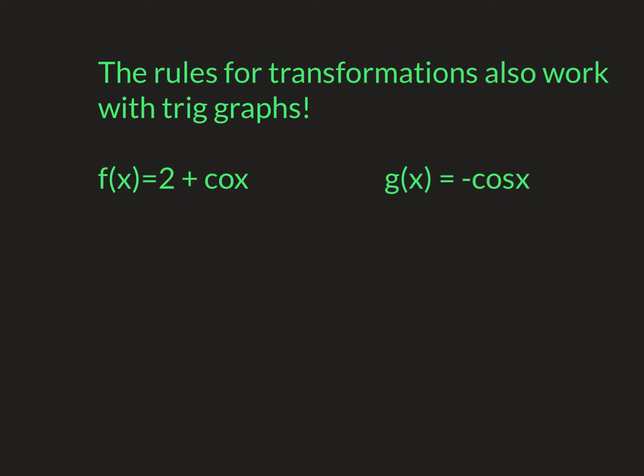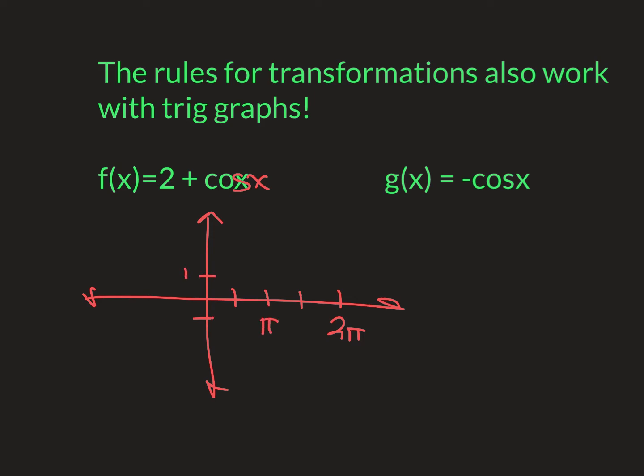Okay, let's try a couple. The rules for transformations also work with trig graphs. So this one says, it's supposed to say f of x equals 2 plus cosine x. Okay, so watch what I do here. If I'm going to graph this one, cosine x, we're going to freehand all these tomorrow, and I'm going to go 2 pi, 1 pi, I'll go 4 slashes every time. Remember, that's 1, that's -1. So the cosine, I'm going to do this real lightly. The cosine graph starts up here, and it goes down, up to right there. And then, it starts again.